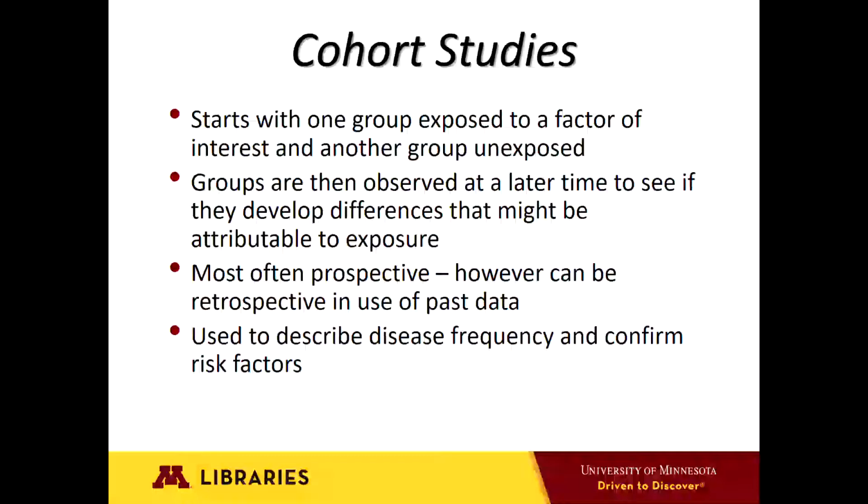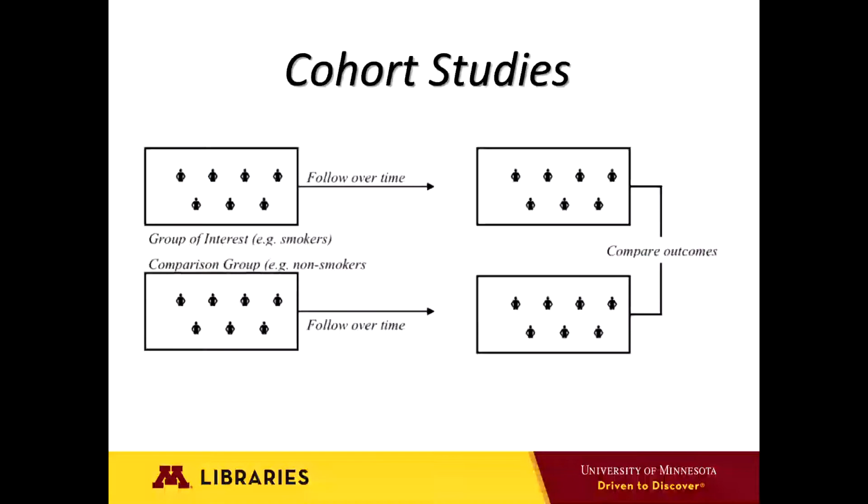For example, one of the more well-known examples of a cohort study is the Framingham Heart Study, which followed generations of residents of Framingham, Massachusetts. Here is a graphical representation of cohort studies. Starting on the left is a group of interest, those with the condition, and a comparison group, those without the condition. These groups are watched over time and then outcomes are compared.